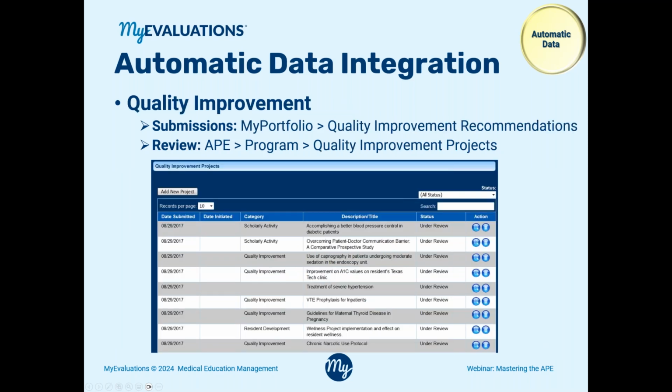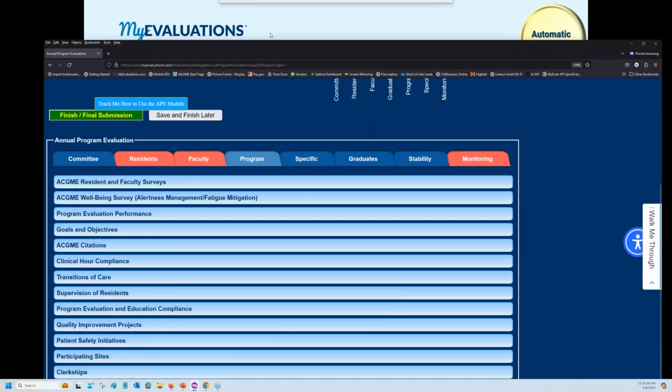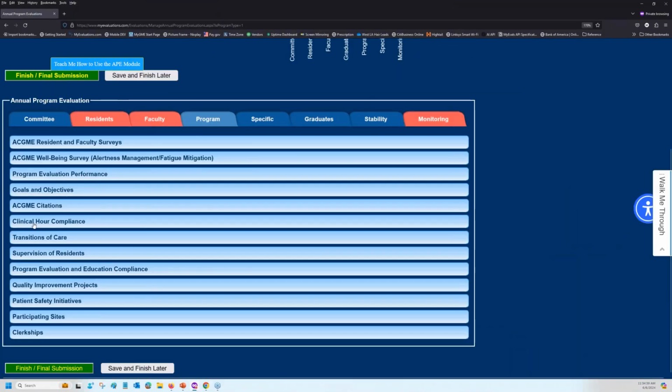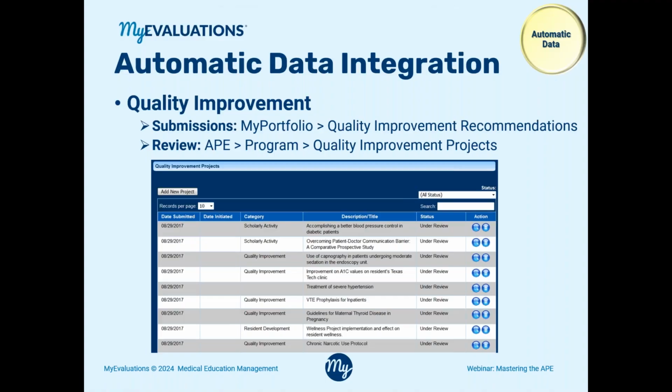Then the next section that comes after that is going to be your quality improvement projects. Now, when you look at the program section, from clinical hours, I have skipped transition of care, supervision of resident, program evaluation, compliance, and I've gone to quality improvement project because these items are not about automatic data population. I'm right now focusing only on automatic data population. So all your quality improvement projects automatically get pulled into the system as well for the PEC to review.